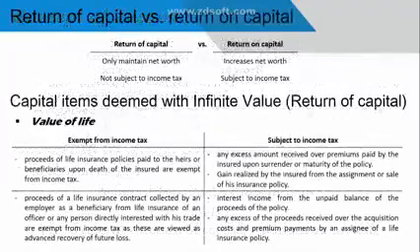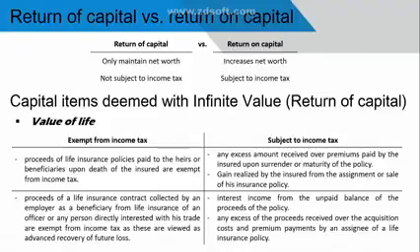So we have a differentiation of the return of capital versus return on capital. So take note, one word only. Return of capital, of course, only maintains net worth, or of course we all know the equity section of the financial statements. Versus return on capital, it increases net worth, of course, through profit. Another would be the return of capital is not subject to income tax as it is an equity, of course, and return on capital, of course, is subject to income tax due to its proprietary purpose. Okay, capital items deemed with infinite value are return of capital. Okay, so they are the so-called, of course, the return of capital.